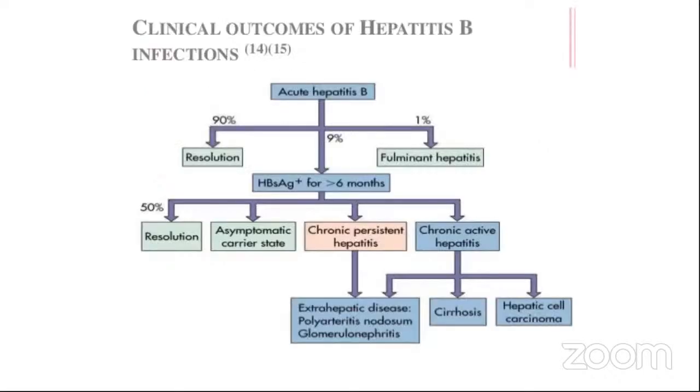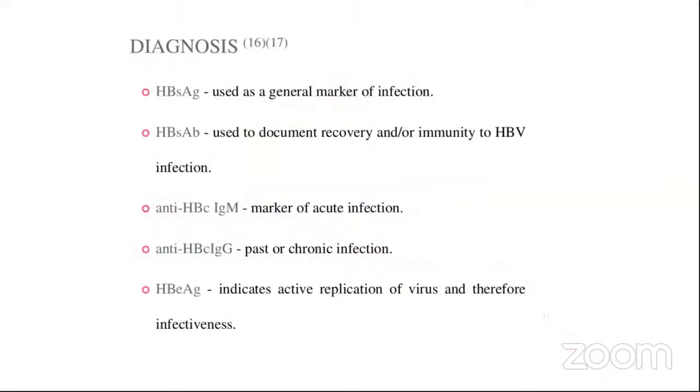This is a flow chart of the outcome of acute hepatitis B. Finally, if it is well developed, there is a chance of diseases called cirrhosis or hepatocellular carcinoma. So these are the outcomes of acute hepatitis B, and that is not good for our health.